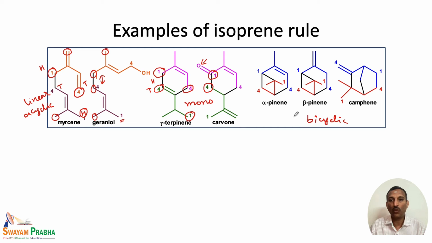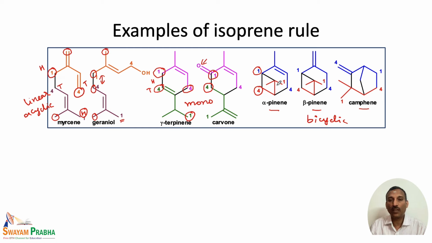Similarly, when we go into the bicyclic systems, we have alpha pinene, beta pinene and camphene. All of them have different types of rings. Say for example, here we have a 4-membered ring and a 6-membered ring. Here we have a 6-membered ring and a 4-membered ring. So these two are basically formed by the combination of two isoprene units, and we are going to see there is one head here, there is one tail here. So these are all the ways by which these two are actually connected.